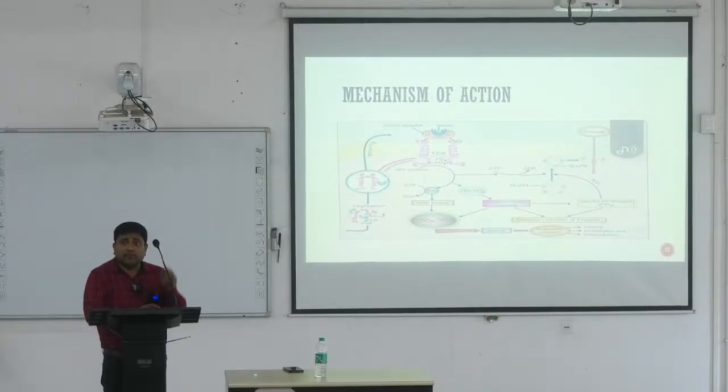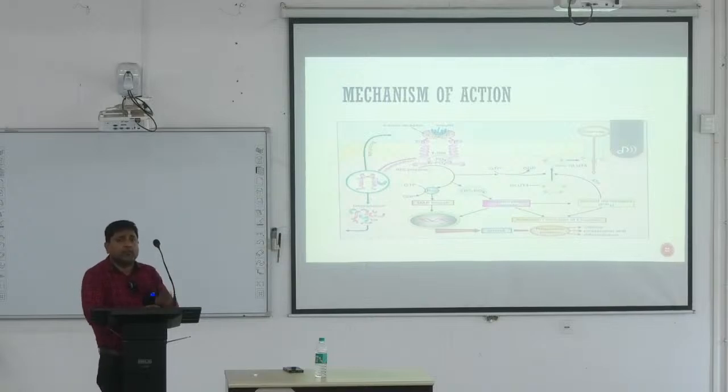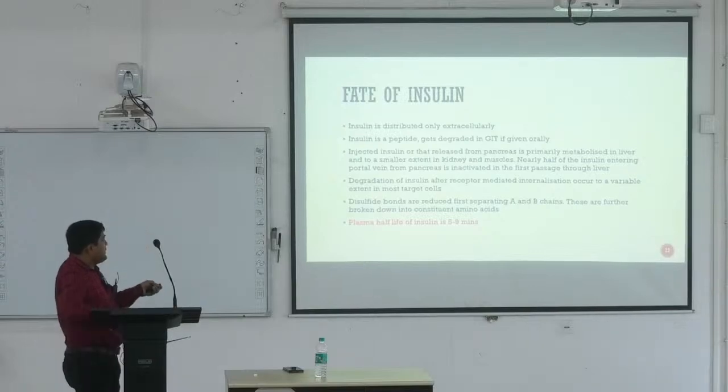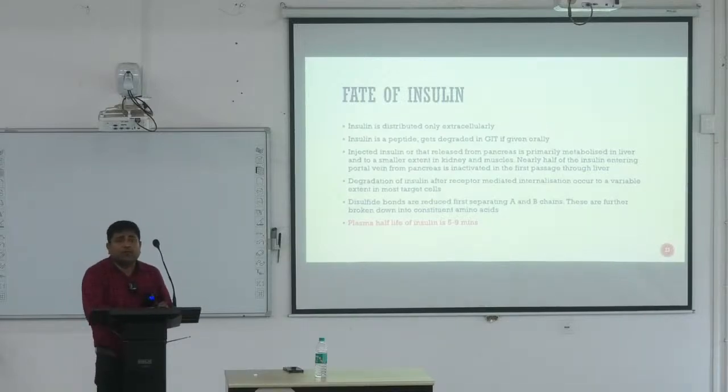In liver, most of the receptors are degraded, while in vascular endothelium, most of the receptors are translocated to the membrane. Now coming to the fate of insulin, as you know, insulin is a polypeptide, so it gets degraded in the gastrointestinal tract if taken orally. So insulin is not taken up orally, it is parenteral.